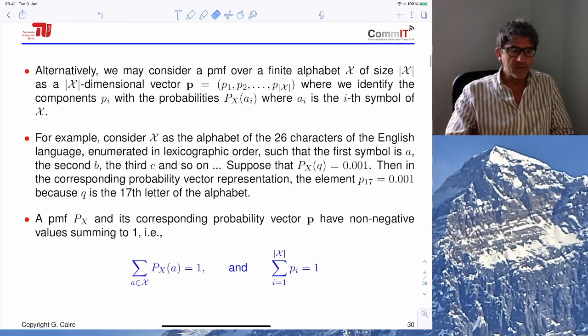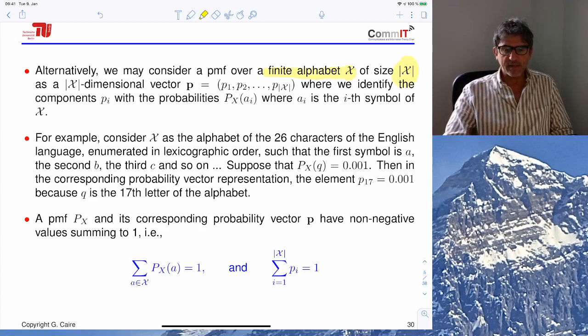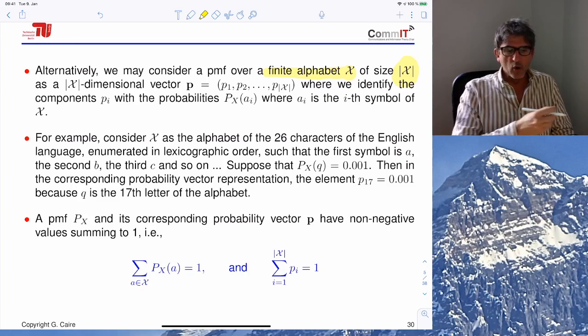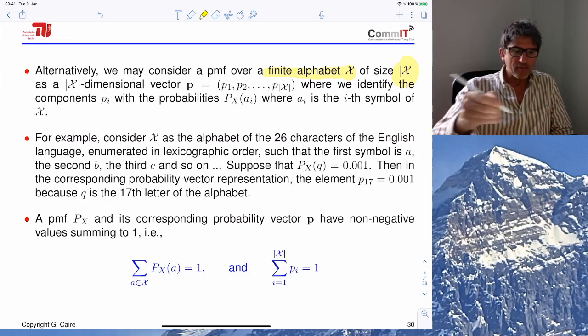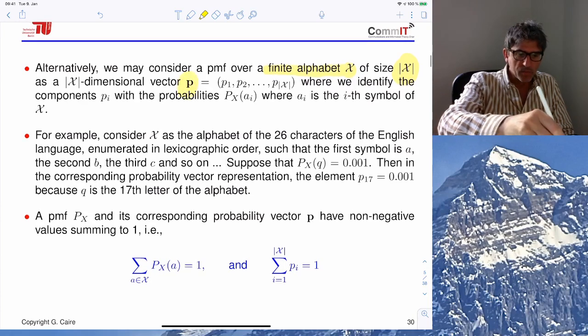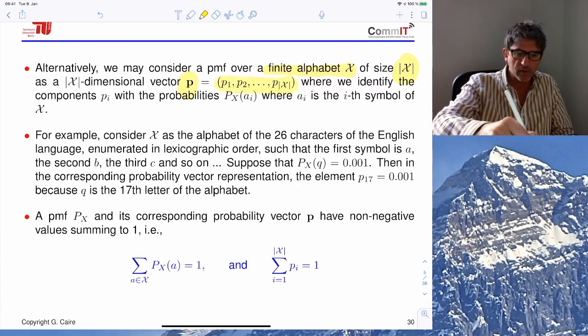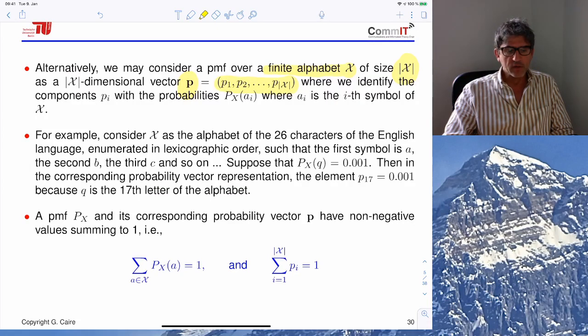So alternatively, we may consider a PMF as a vector. We have a finite size alphabet. I use this symbol to denote the cardinality of a set. The cardinality is the number of elements in the set. So if I collect all these probability values into a vector with a cardinality of X components, so the vector P, I use bold letters to indicate vectors, and therefore this will be the probability vector collecting P1, P2, P3, those are all the values.